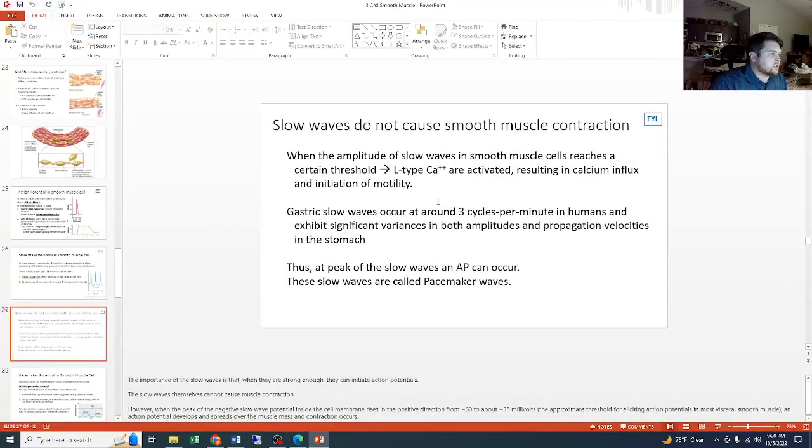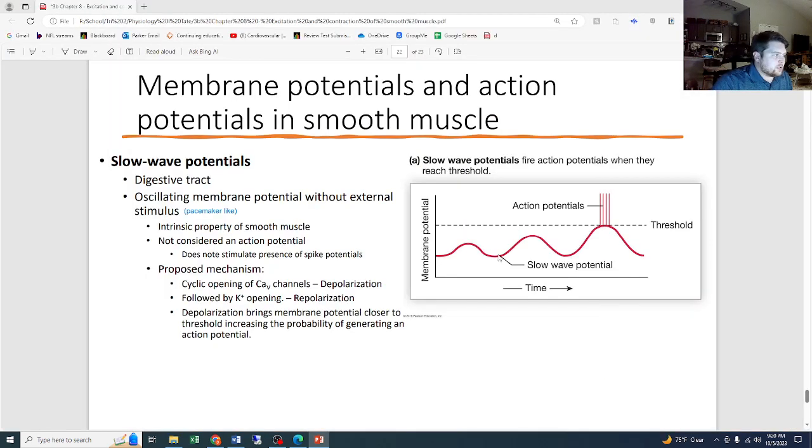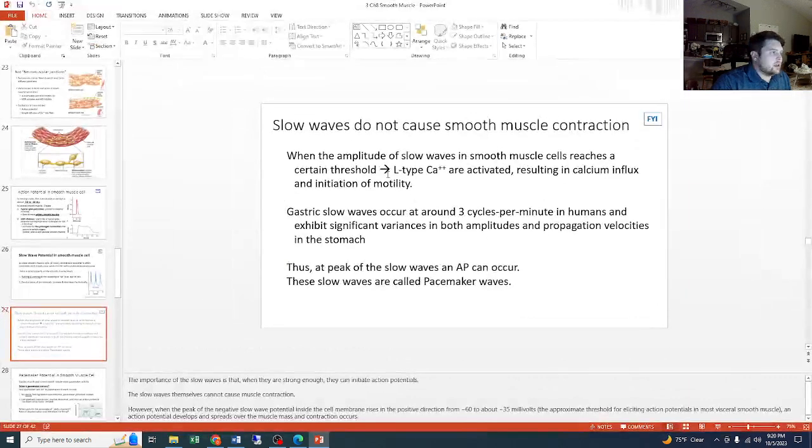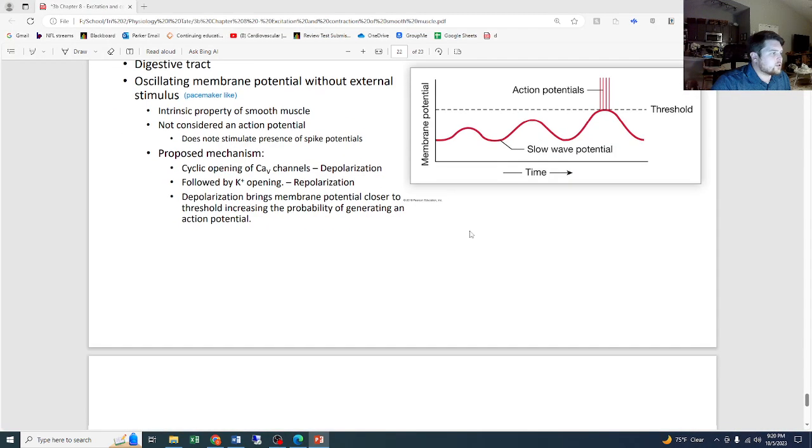But again, with these slow waves, you get these amplitudes and these amplitudes and these amplitudes. And when it reaches threshold, we're going to get openings of the calcium channels. Those calcium channels are activated, resulting in calcium influx and an initiation of the motility, especially in the GI tract.